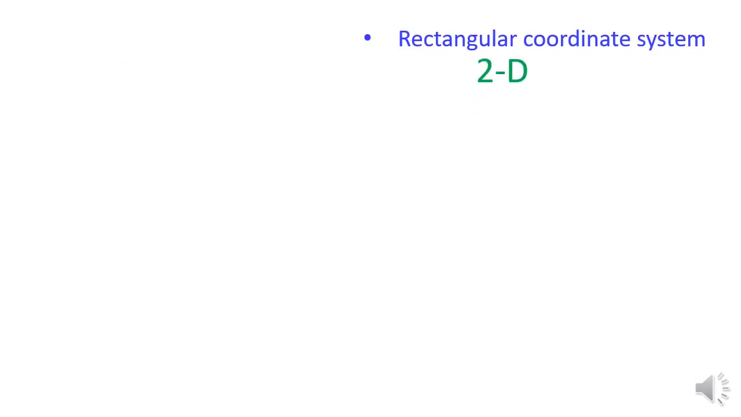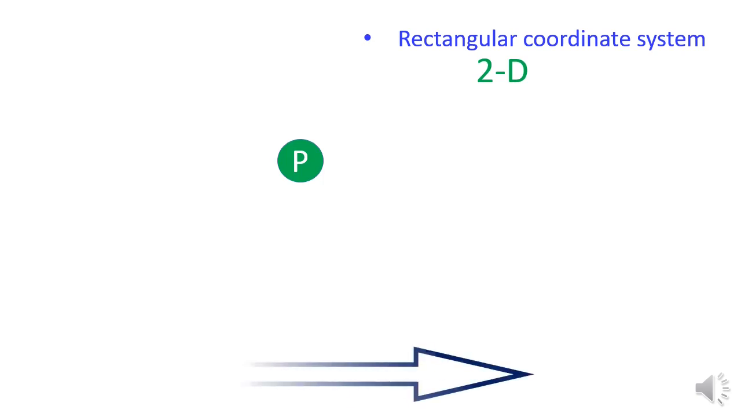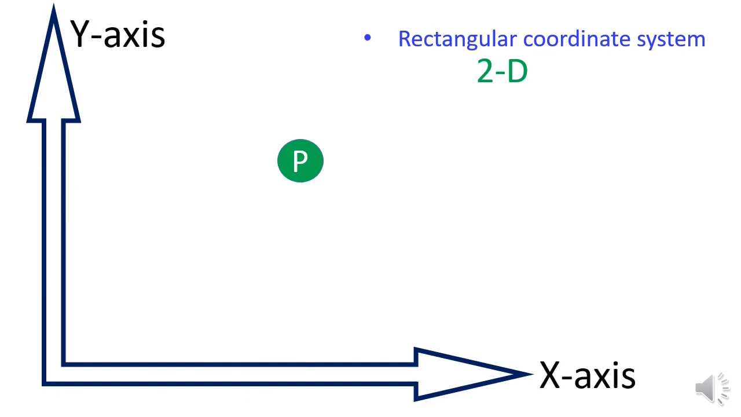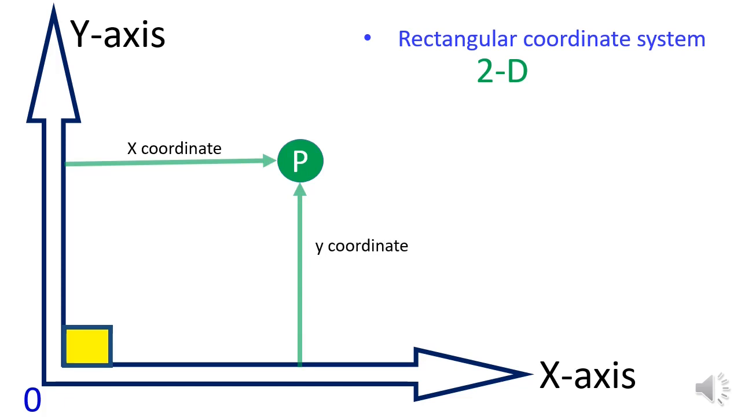Now, let us look at the two-dimensional rectangular coordinate system. If you have a point P and you wish to give its rectangular coordinates in 2 dimensions, the very first thing to do is to draw an x and a y axis which meet at the common point O, where O is the origin. This distance is your x coordinate, while this distance is your y coordinate, and therefore the point P has rectangular coordinates x, y in 2 dimensions.